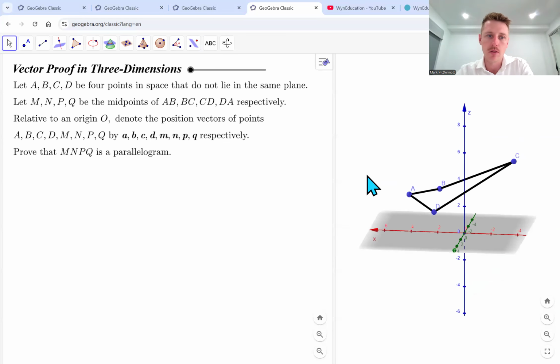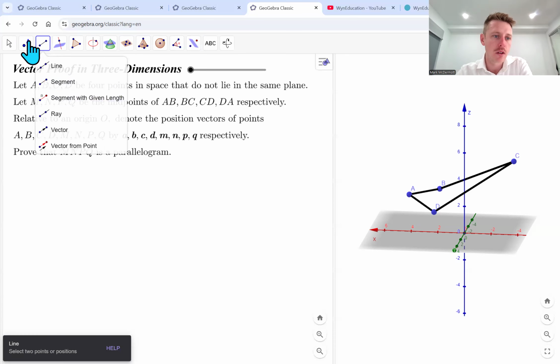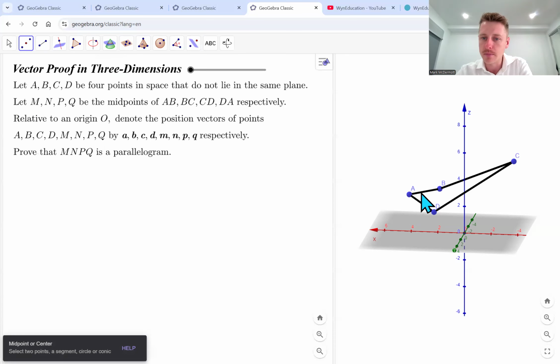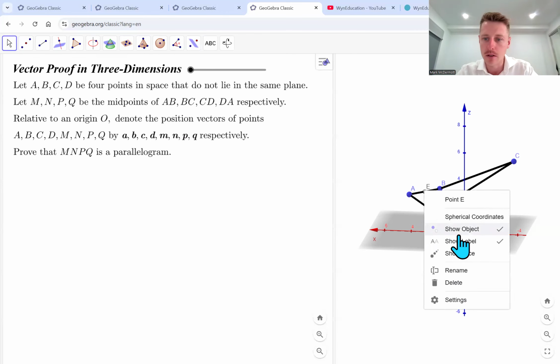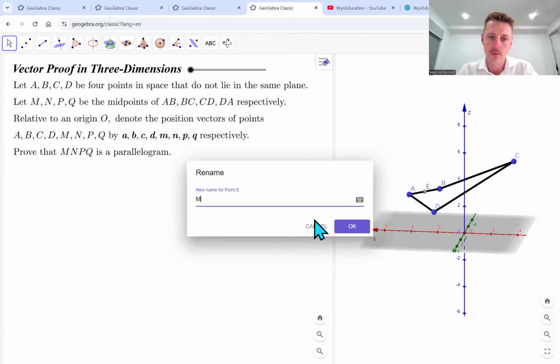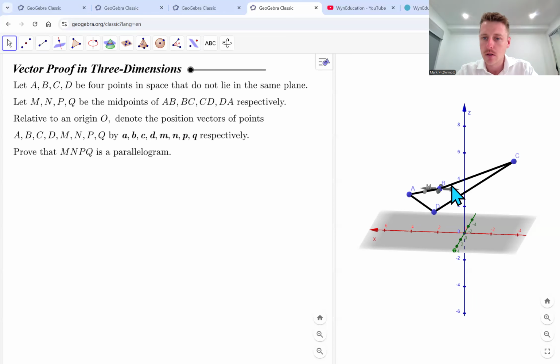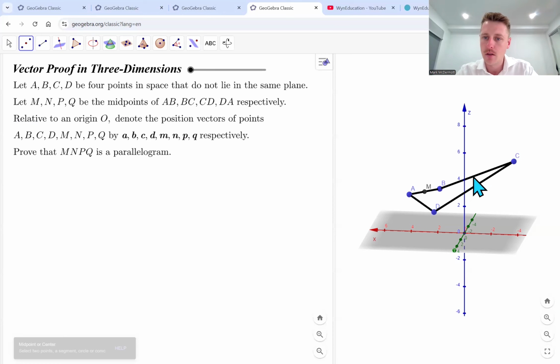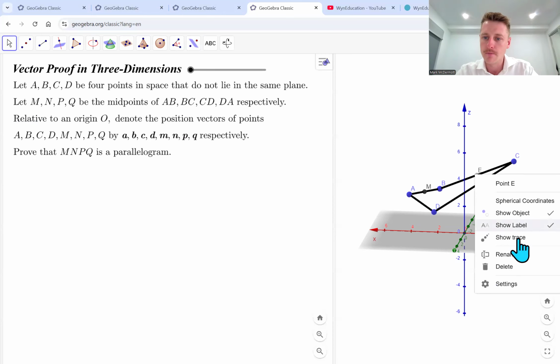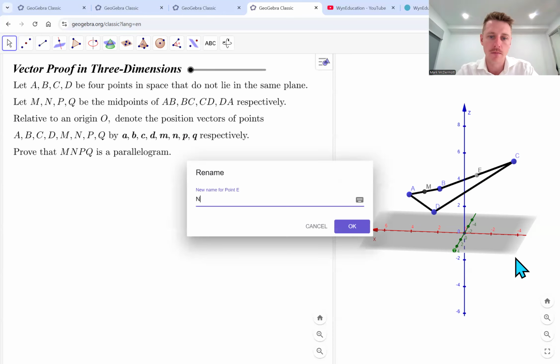Okay, and what we want to do is prove that the midpoints of all these line segments will give us a parallelogram. So let's put that there. Let's call that M because the midpoint of AB is M. Let's find the midpoint of this one. Let's again rename it. Let's call that N.